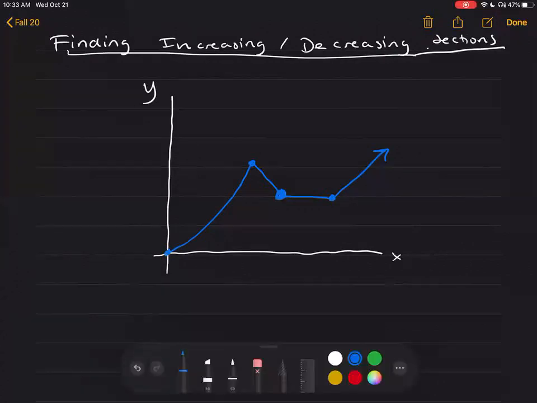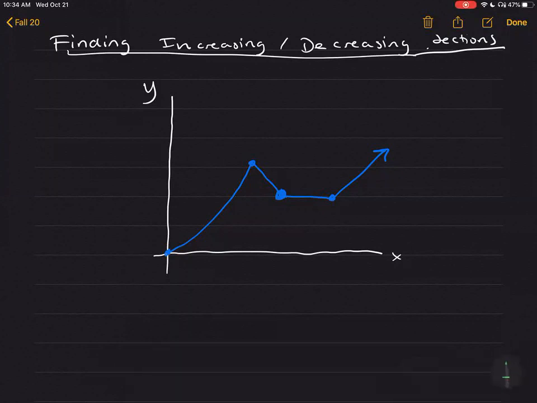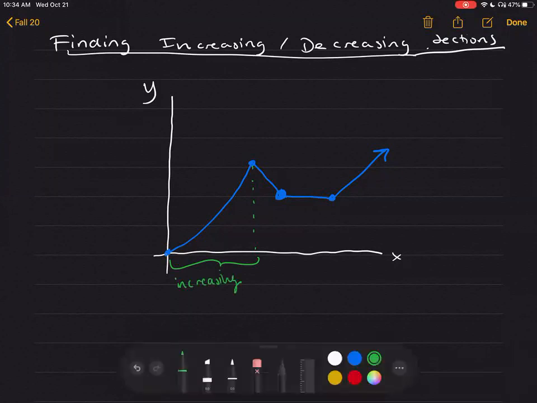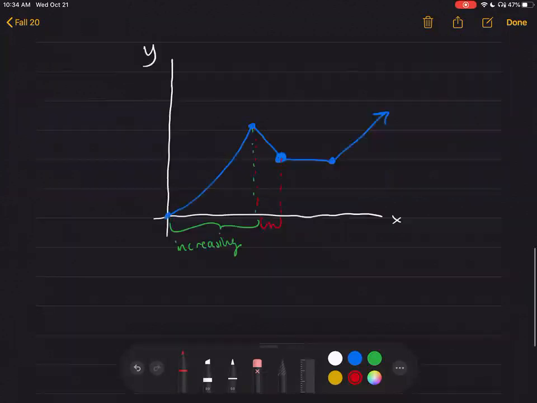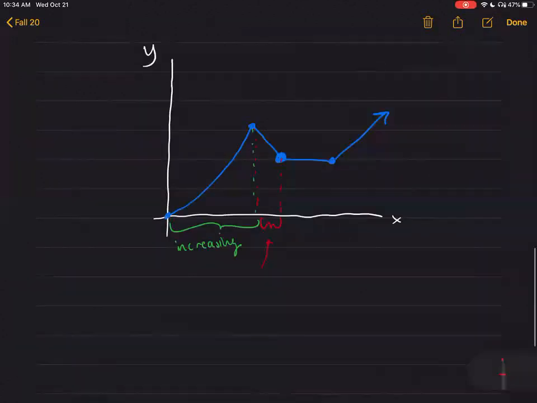If we go from left to right, that's the same thing as asking where this function is going up and where it is going down. So for increasing, we see that this first section here is increasing because it's going up. And then this section right here, it's going down. So this is decreasing.